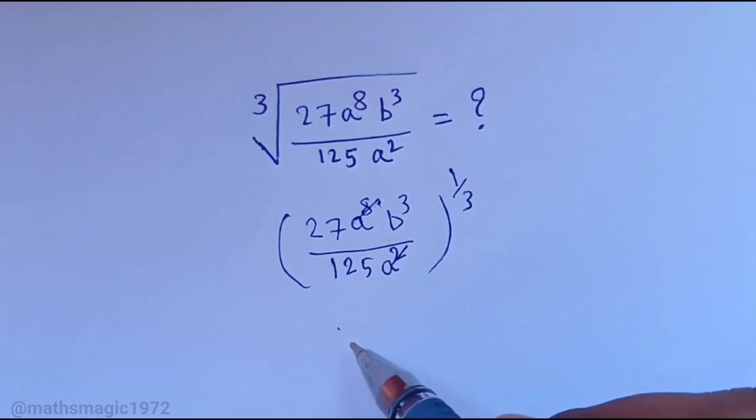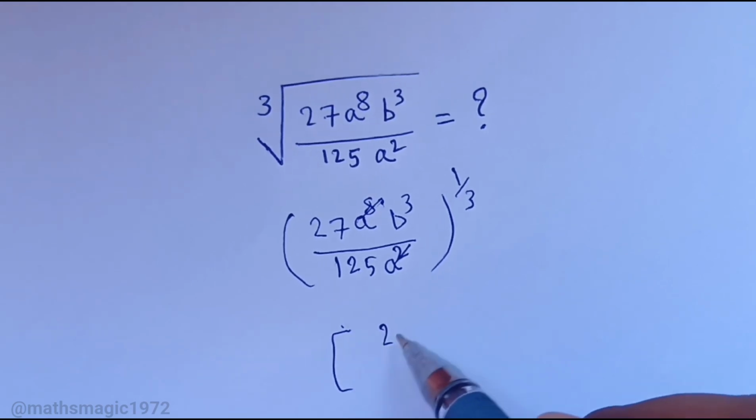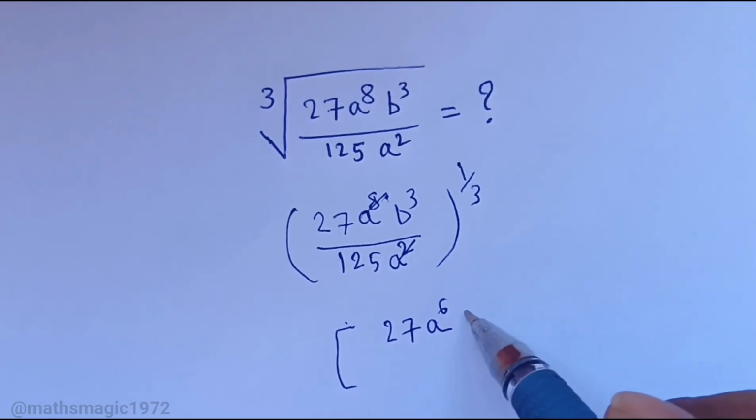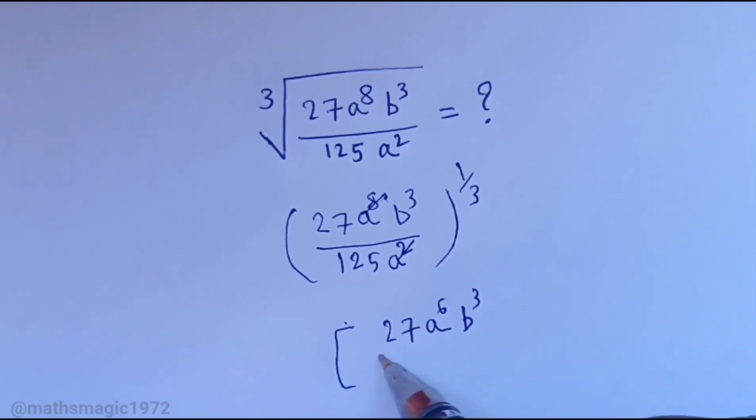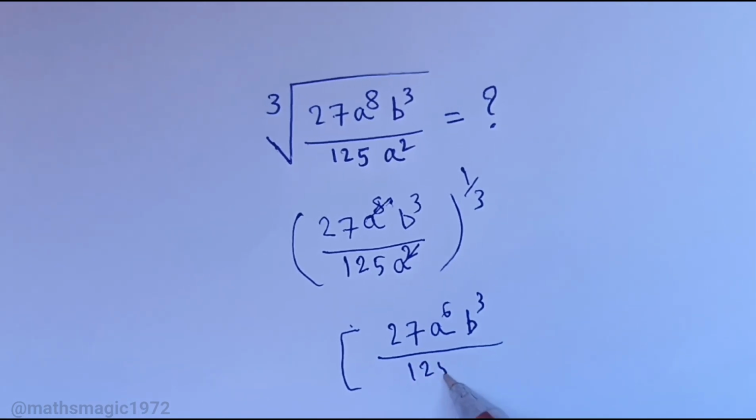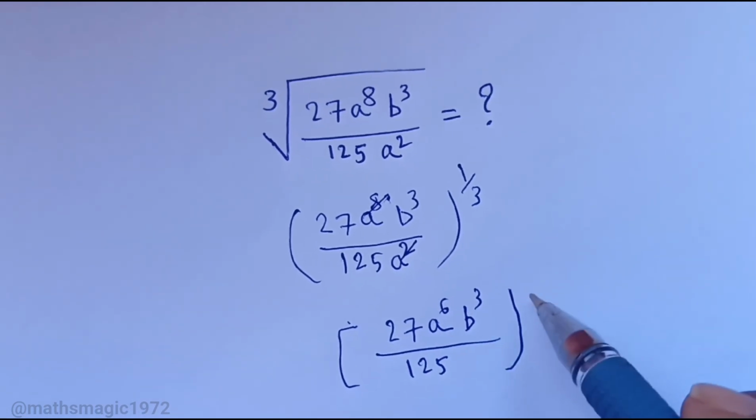a to the power of 2, a to the power of 8 cancel. Here a to the power of 6 remains. 27 as it is, a to the power of 6 b cube over 125, whole to the power of 1 by 3.